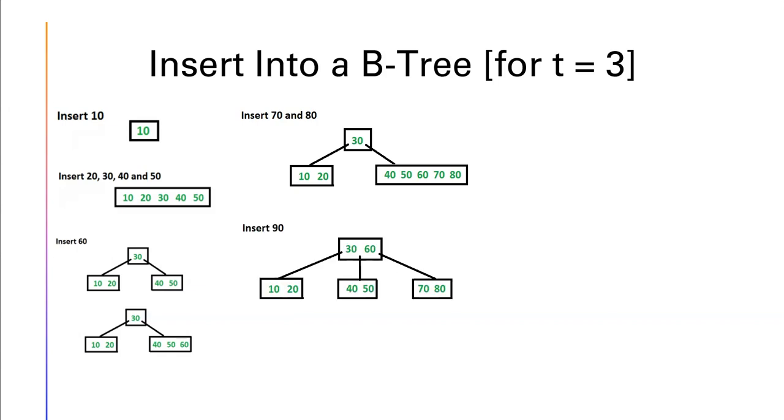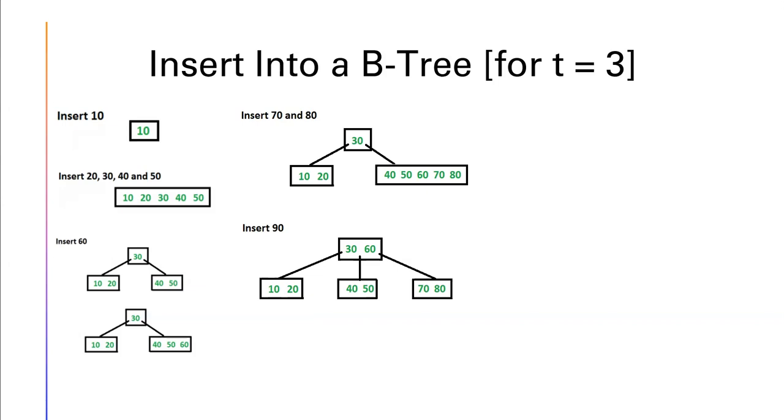Now we want to insert 90. However, it's not possible because, if you remember, we can only have 2t minus 1 keys in a single node. So in order to split it, we're going to take the median. The median will go into the root. And now that we have 2 keys in the root node, we must have 3 children.